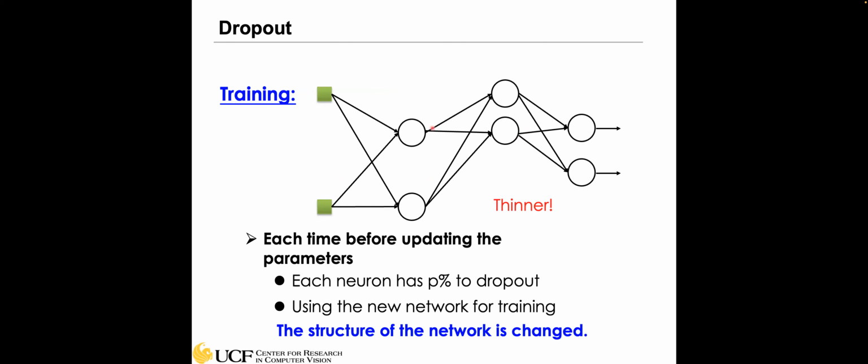And so once you remove or drop out these neurons, right, the network structure is changed, right? It becomes thinner, because we remove some of the neurons. Okay, and we use this structure for the training. And because we do this during the training process, every time we randomly select the neurons to drop, right? So you'll end up with different structures during the training.